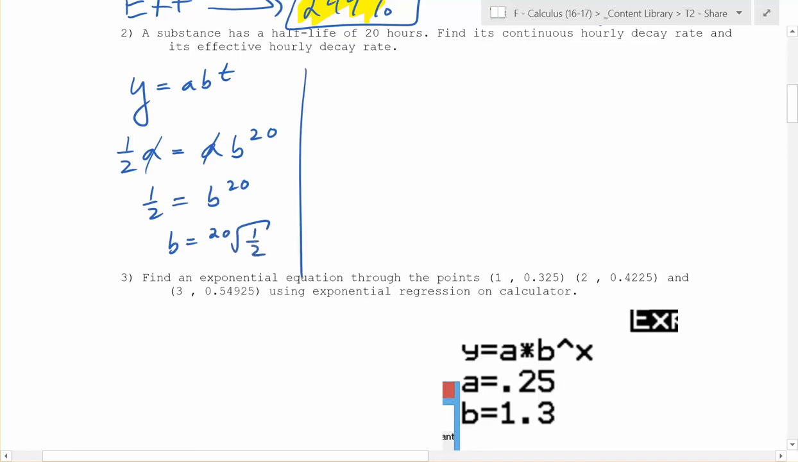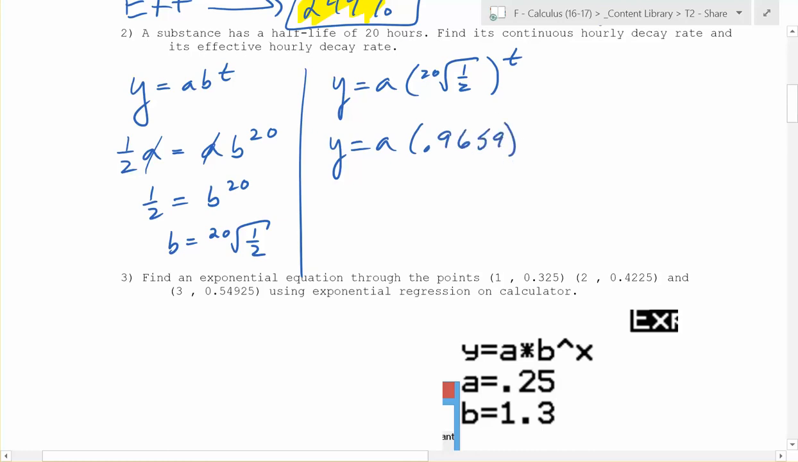So at this point, what do you do? Write the new equation. y equals a times the 20th root of 1/2, all to the t. Some of you did the decimal for this. Anybody do the decimal? What is the decimal for this? 0.9659 to the t.